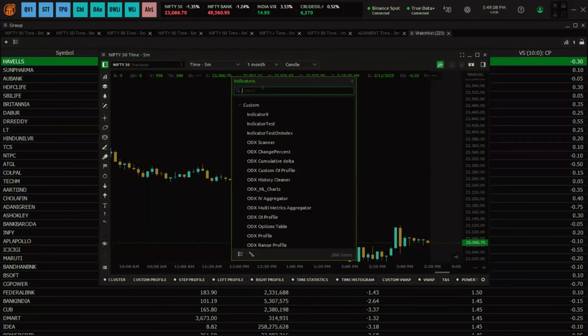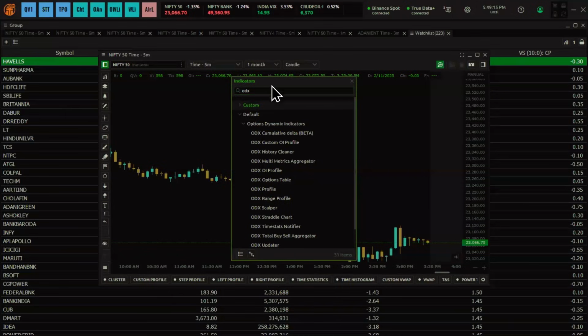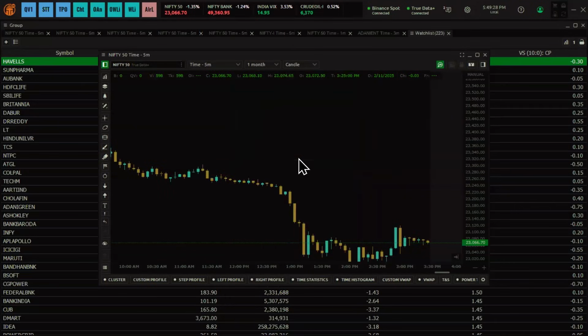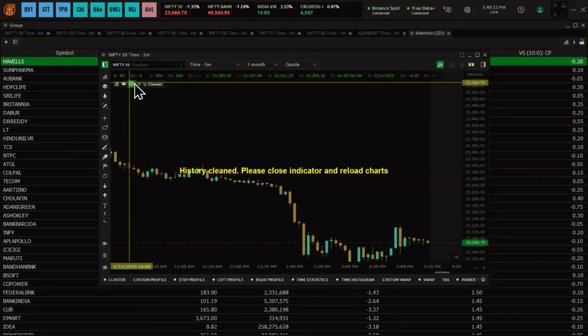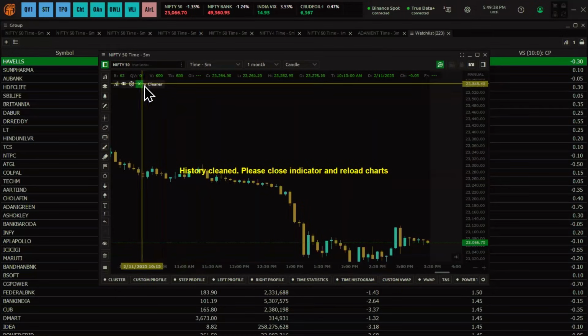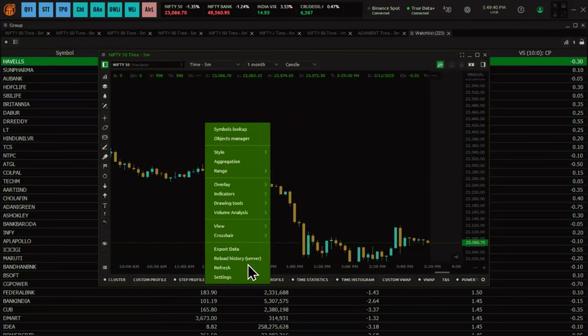And there is one more indicator, ODX history cleaner. This is an open indicator. That means there is no license in this indicator. When you run this, it clears the cache. So it is just to help you guys that if you are using a lot of templates and a lot of cache is forming, you can apply this and it will clear all the caches which are there. And then you just close this. You see, history clean. Please close indicator. Reload charts. So you just close it and then reload. This helps you to clear the cache.